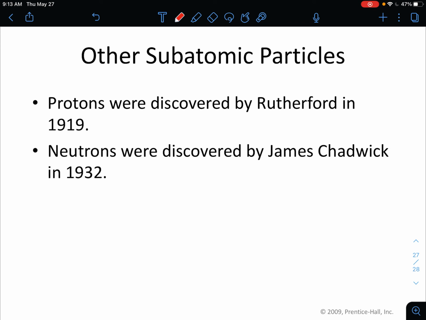As Rutherford continues his work studying the atom, he officially discovers the proton in 1919, and then there's another particle discovered by James Chadwick a bit later called the neutron. Like it sounds, the proton has a positive charge, electrons have a negative charge, and neutrons are neutral, that's why they're called neutrons.